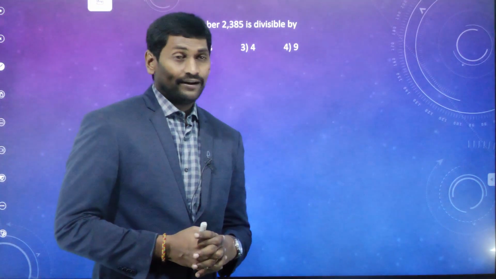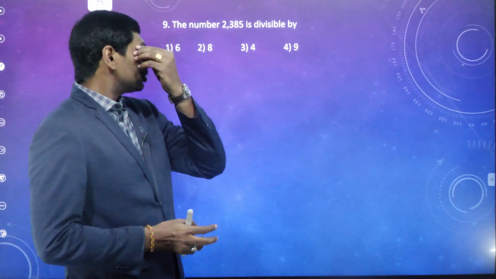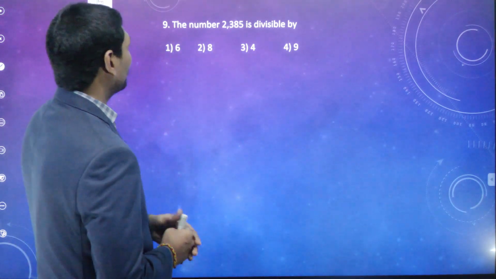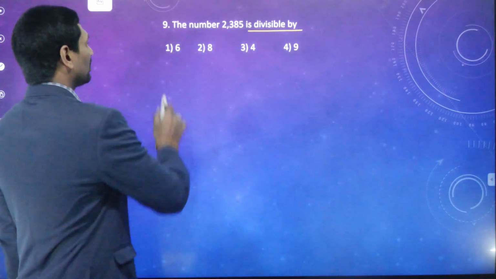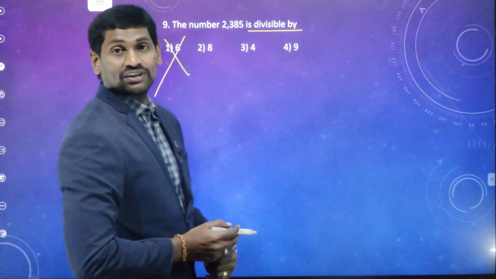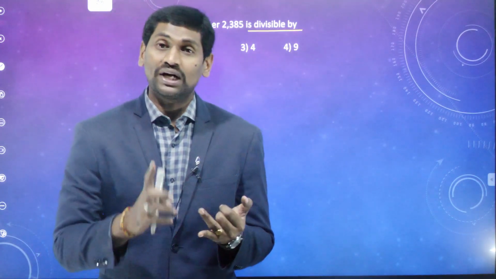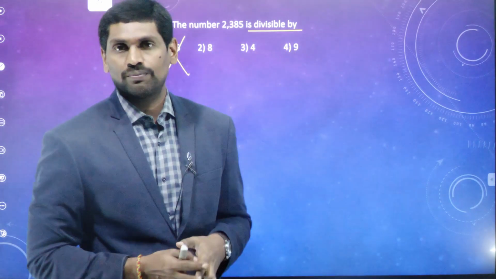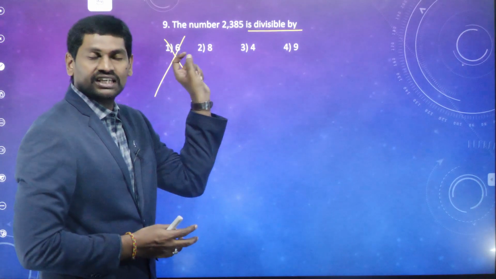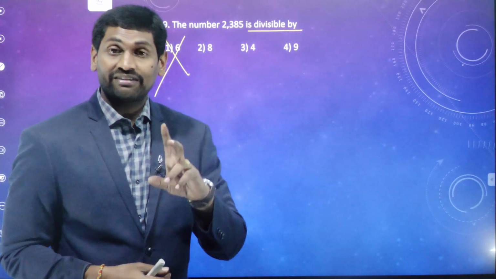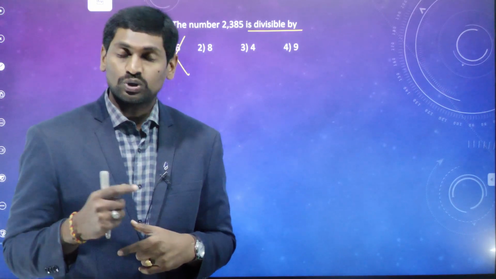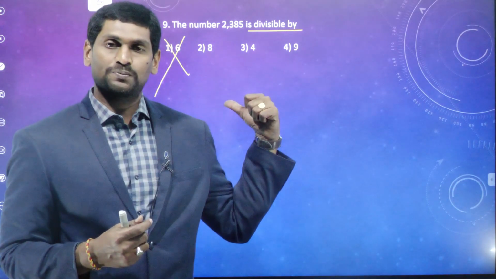Problem number 9. The number 2385 is divisible by... Is it divisible by 6? Absolutely not, because what is the rule for 6? The rule for 6 is that the entire number should be divisible by 2 and 3. Both rules should be satisfied. Then the number is exactly divisible by 6. But according to the question, the given number's last digit is an odd number, not an even number. So it is not satisfying the 2 rule. So the first option is incorrect.